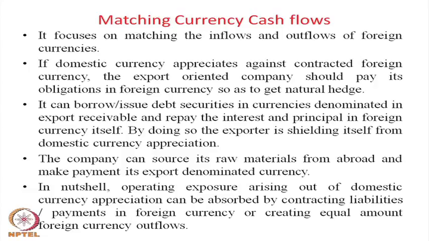In a nutshell, operating exposure arising out of domestic currency appreciation can be absorbed by contracting liability or payments in foreign currency, or creating an equal amount of foreign currency outflow. That means when the export oriented company is receiving foreign currency, at the same time the company is creating a debt payment in foreign currency itself. So, receivables and payments together are netted out on the exposure side, and foreign currency operating exposure reduces over the period.